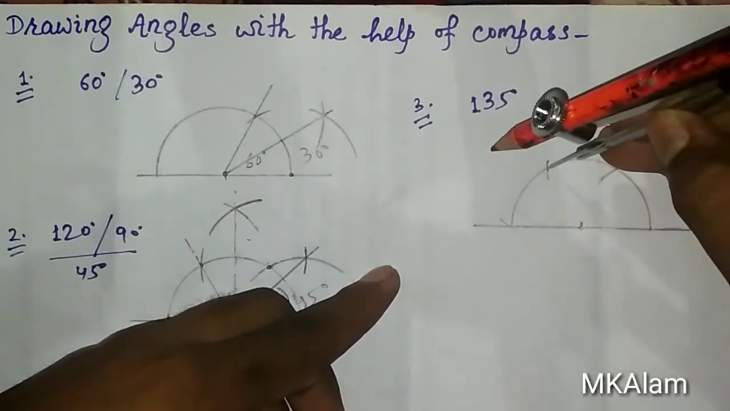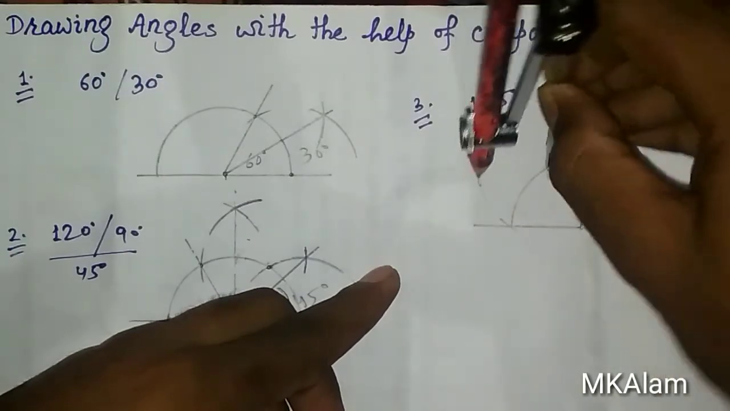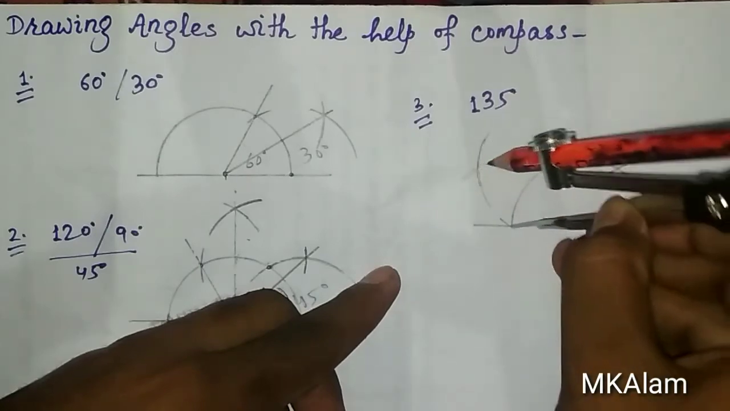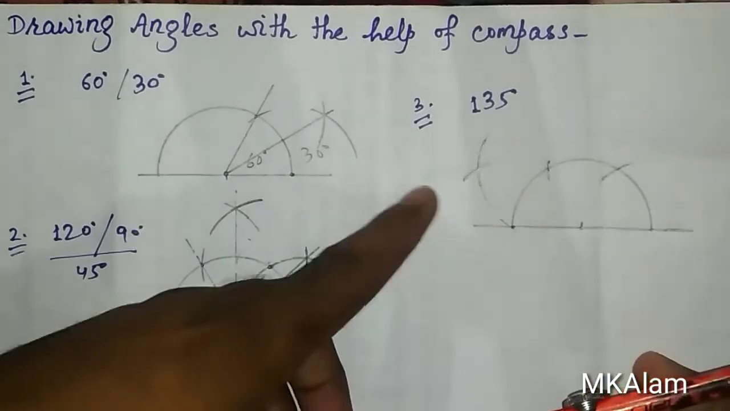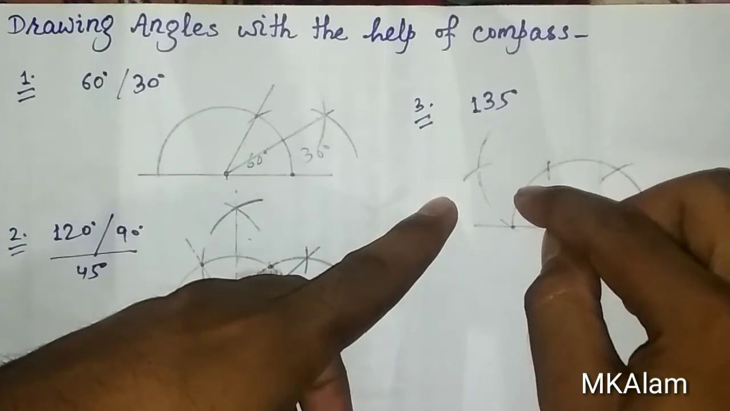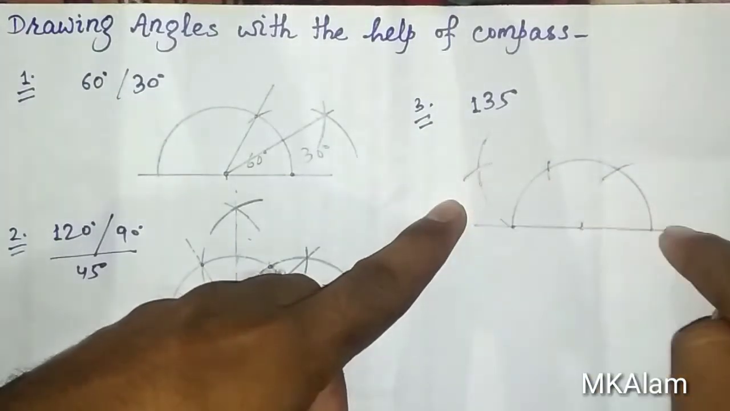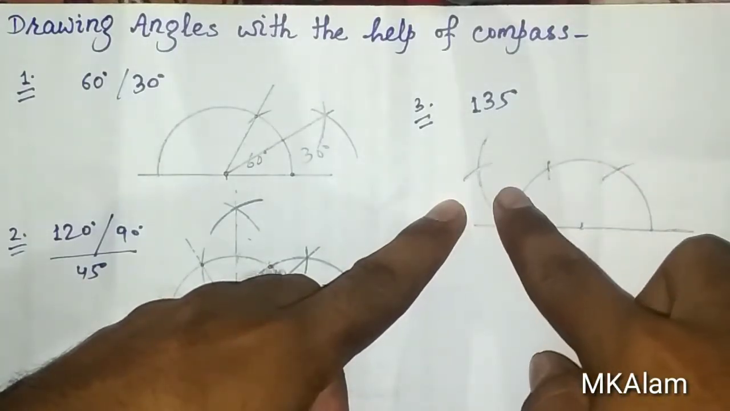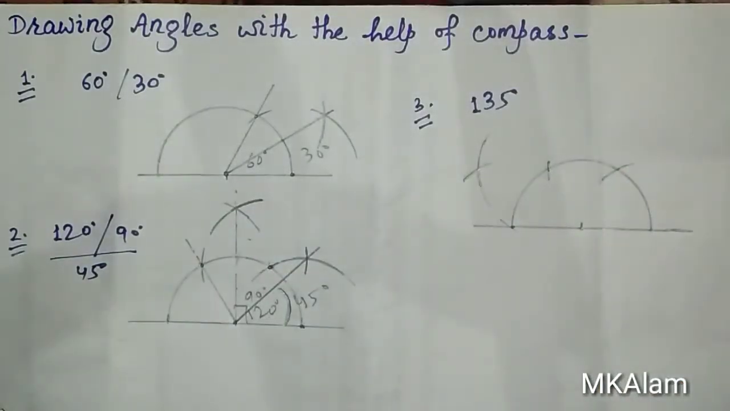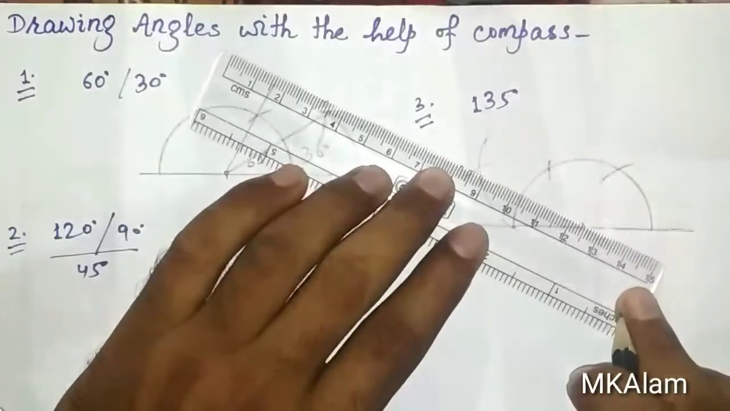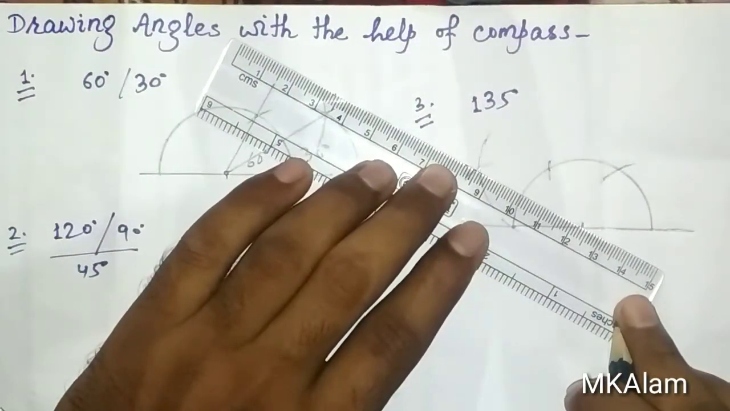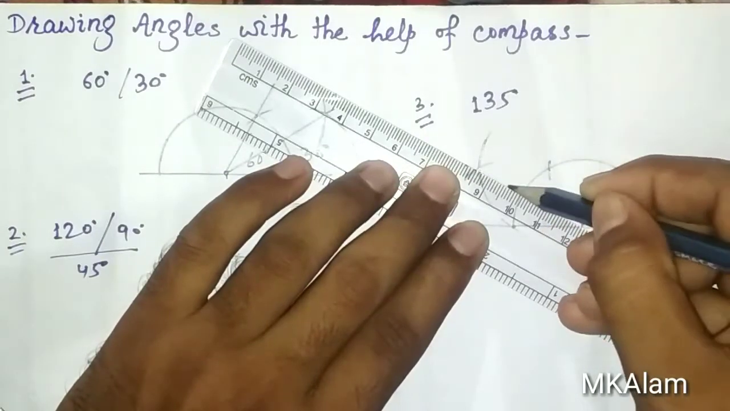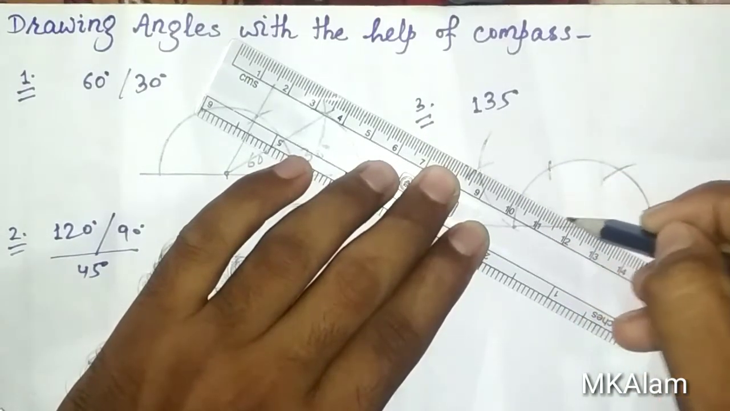Now I will divide this angle into two parts. Then from here to here this will be 30 degree. So if you take from here to here, then you will get 150 degree. It means if you make these points, then you will get an angle of 150 degree.